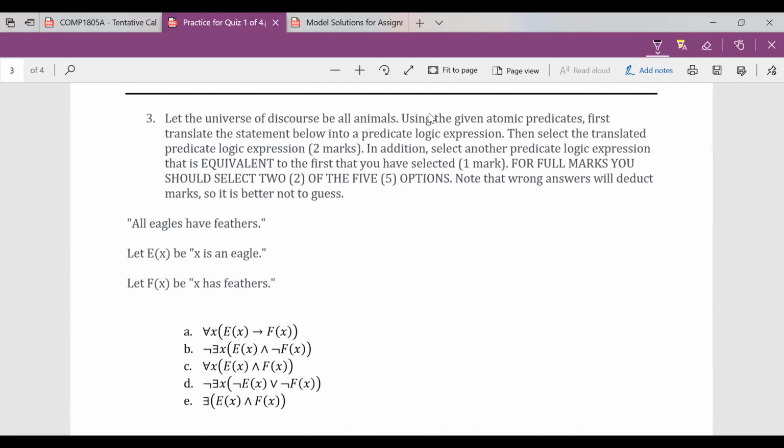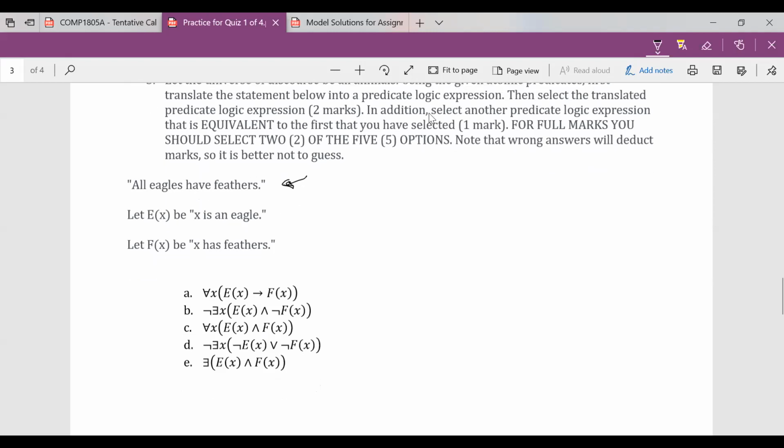Any questions on this question 3? This is basically almost exactly what you're going to see on the quiz, except of course it'll be a little bit different. We'll have 2 marks for simply identifying the logical equivalence to this phrase, and then another mark for finding something that's logically equivalent. All right. So all eagles have feathers.